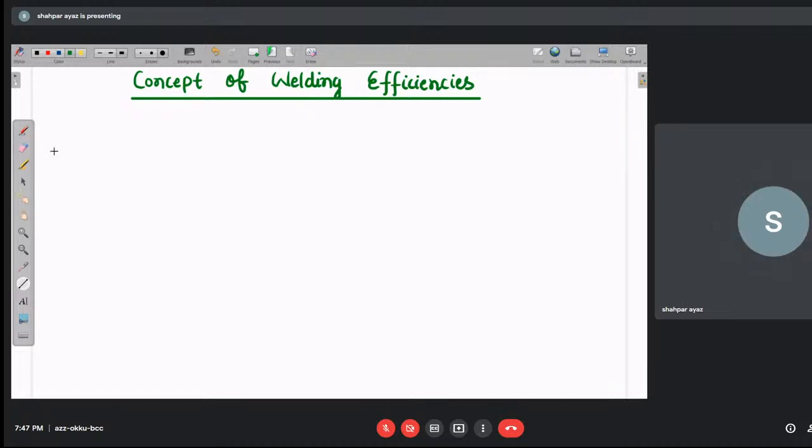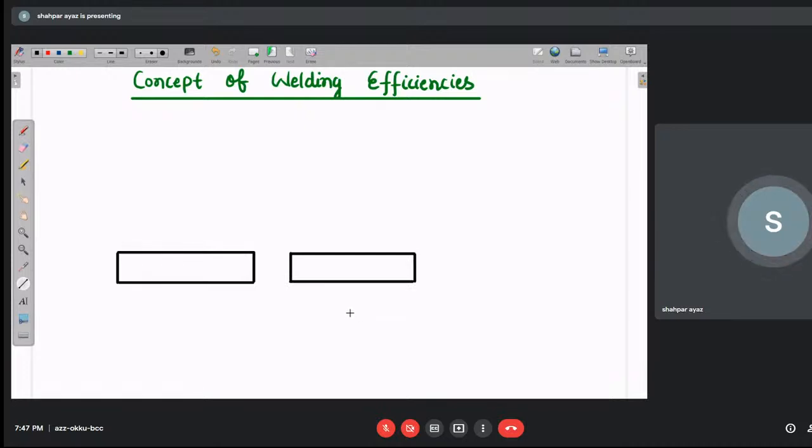See, welding efficiency. Suppose I am having a sheet like this. Suppose this is the sheet, my dear. Suppose I am going to join it.